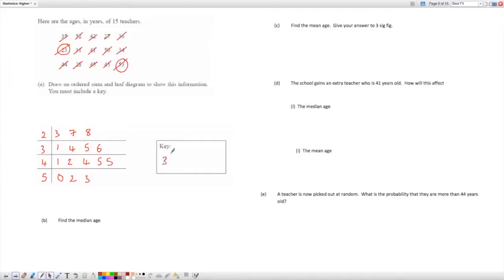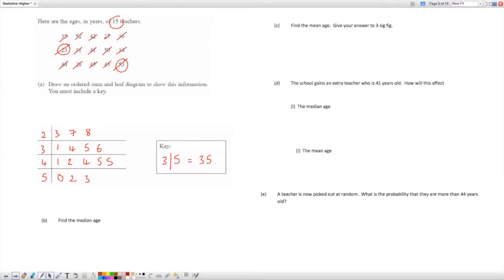Picking any number to make a key, for example 3|5 is 35. Before we move on, just check we have 15 numbers here, that we have 15 numbers in our stem and leaf diagram, just to check we haven't left any behind.